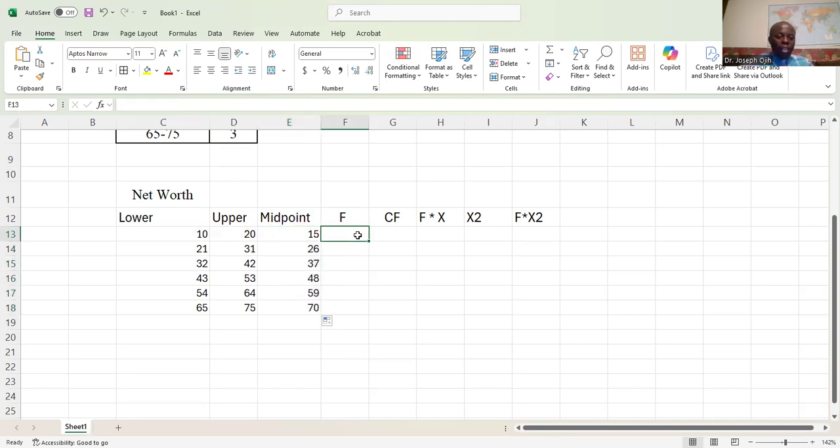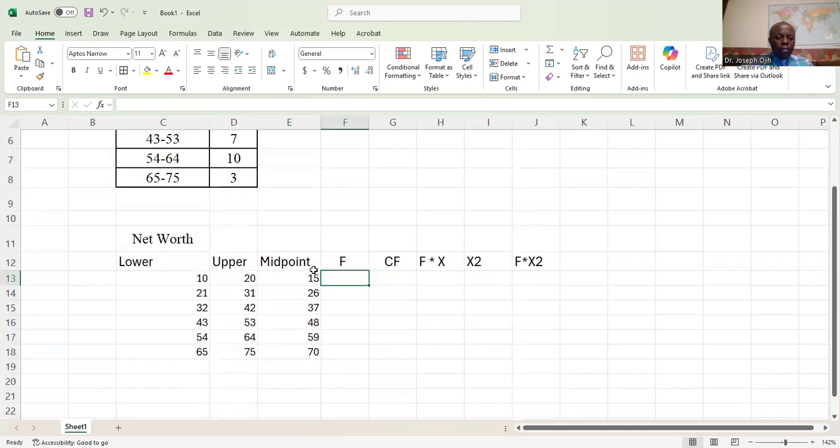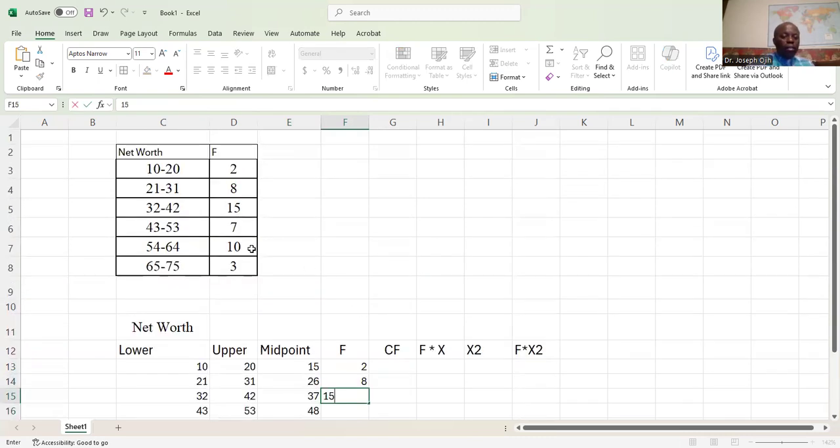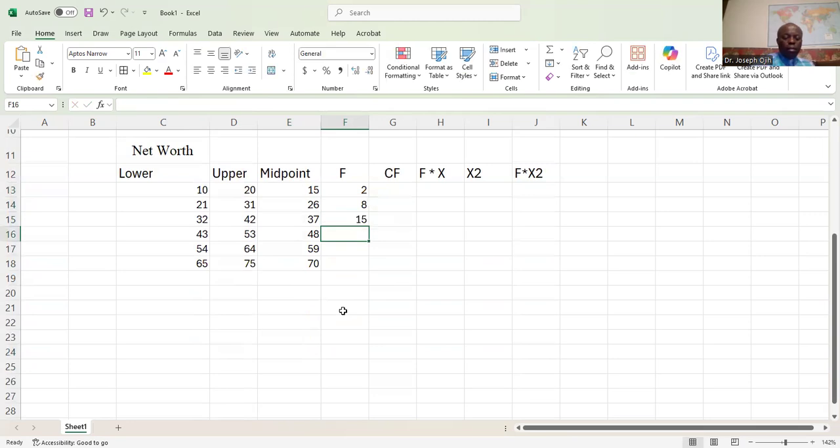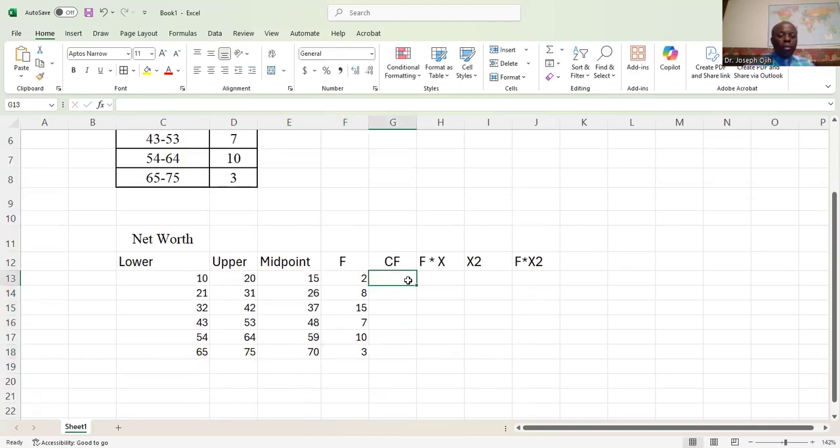Okay, now the frequency is given: 2, 8, 15, 8, 15, 7, 10, 3. For the cumulative frequency, if you still remember, the first cumulative frequency is the same as the first frequency. And to get the rest, just add to the next number.